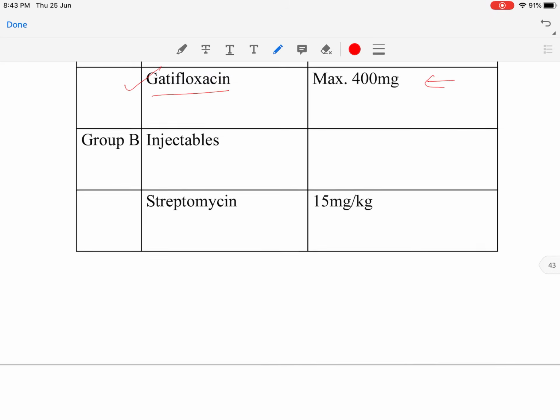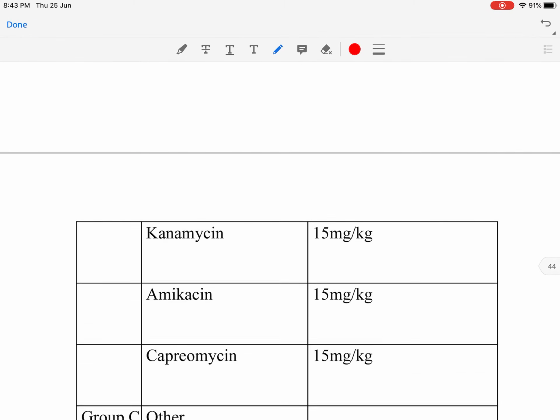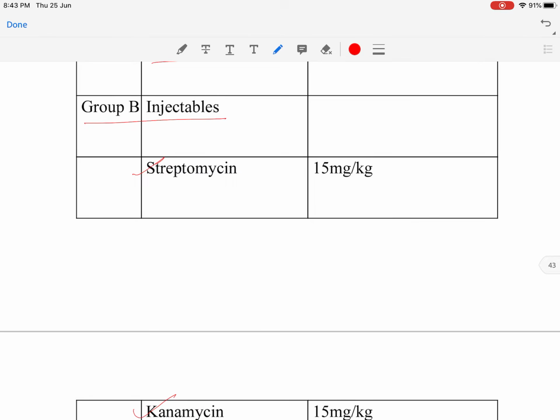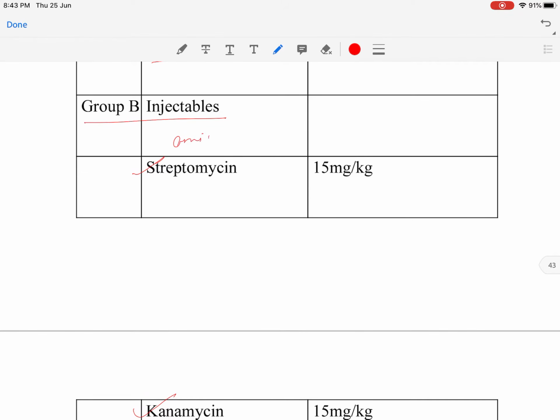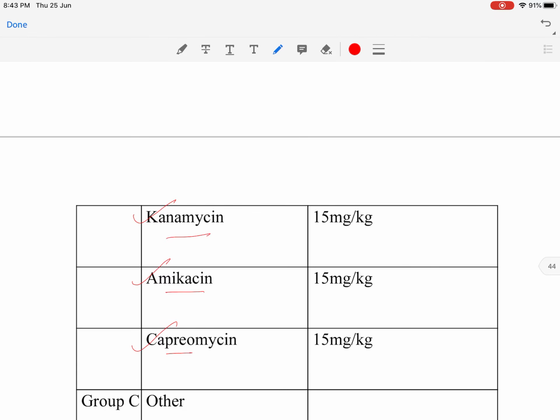The second group is the injectable aminoglycoside group. It includes streptomycin, kanamycin, amikacin and capreomycin. So this is the injectable aminoglycoside group, which has streptomycin, kanamycin, amikacin and capreomycin.